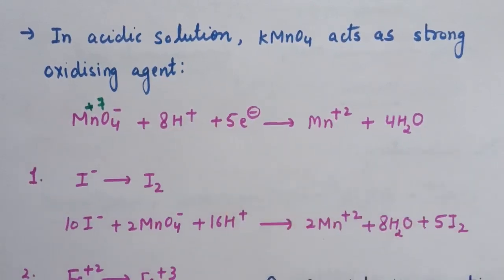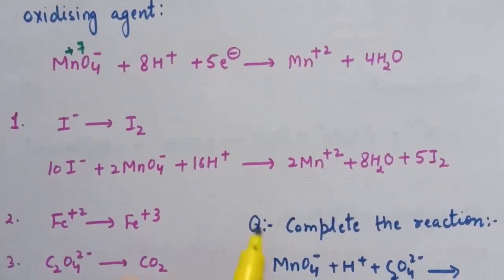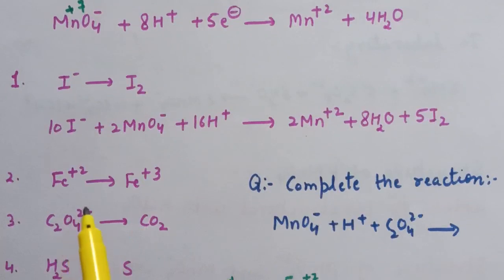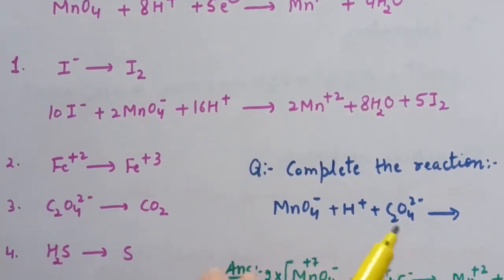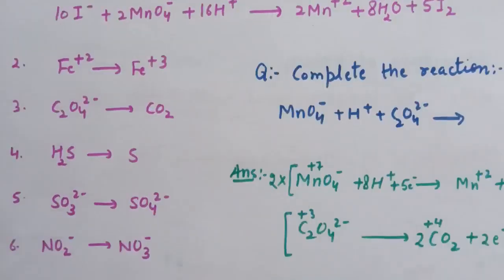strong oxidizing agent. That is, in acidic medium, it will oxidize I negative ions to I2, Fe+2 to Fe+3, C2O4 2 negative, that is oxalate ion, to carbon dioxide, and it will oxidize hydrogen sulfide to sulfur. And if we have SO3 2 negative ions, so they will be oxidized to sulfate ions, and NO2 negative ion will be oxidized to NO3 negative.